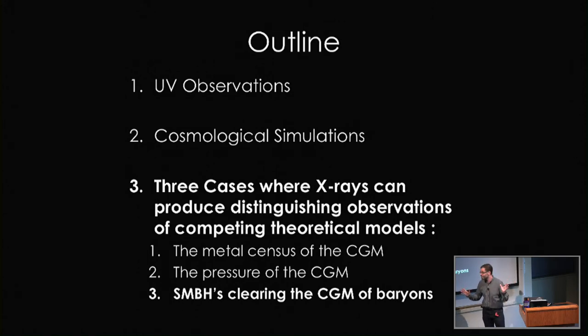So I'm gonna move on to something where I'm kind of treading in dangerous waters. I'm a little bit nervous about this because I'm gonna try to present a lot and do a comparison of EAGLE simulations and Illustris TNG simulations and argue that supermassive black holes clear the CGM in both of these simulations, but differently, and that we can distinguish these models in the very near future.